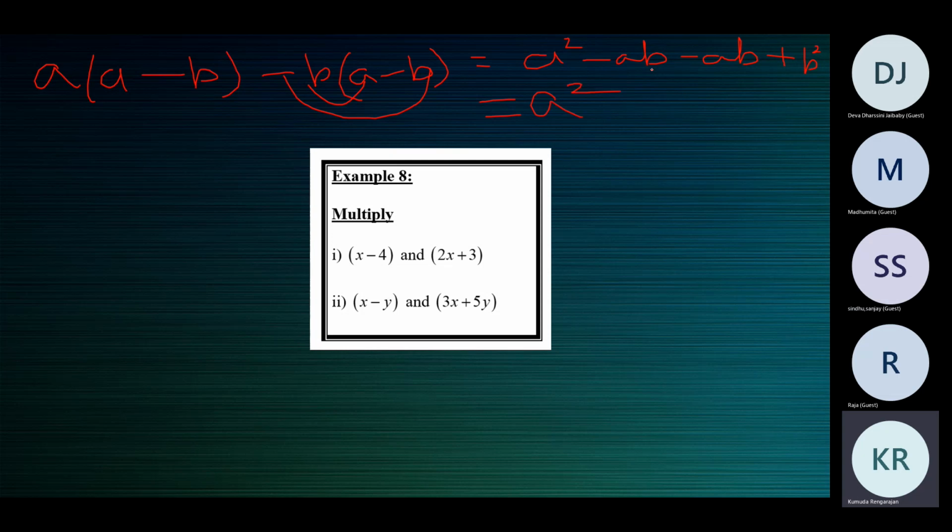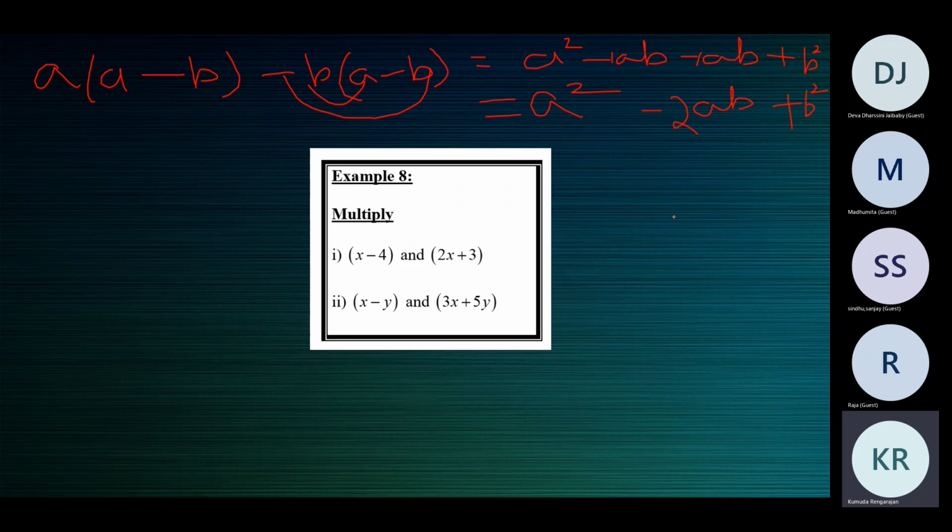A square minus AB minus AB. When you're adding, the answer also will be AB only. Minus 1, minus 1, it is minus 2. So A square minus 2AB plus B square, plus B square as it is. So A minus B into A minus B is A square minus 2AB plus B square.